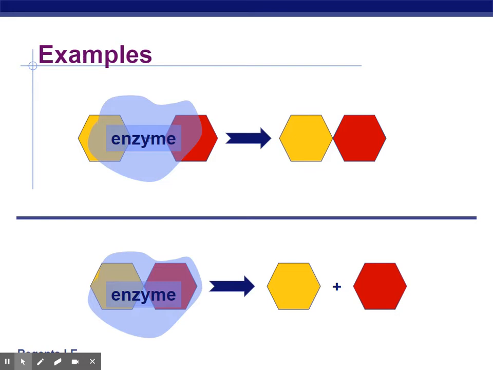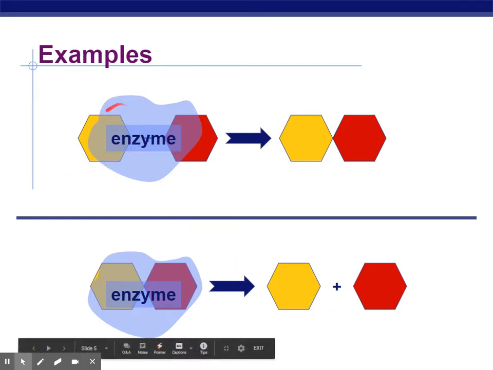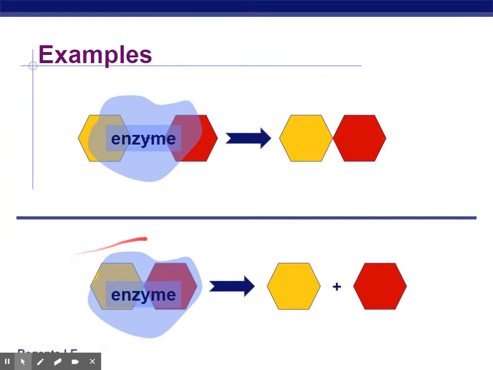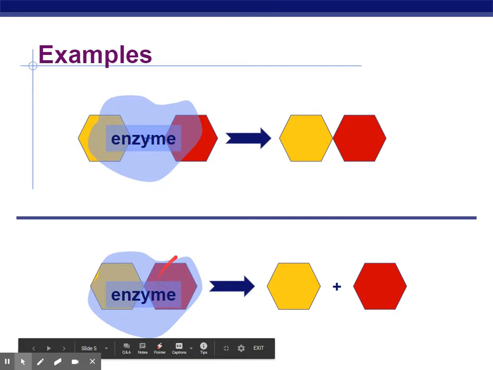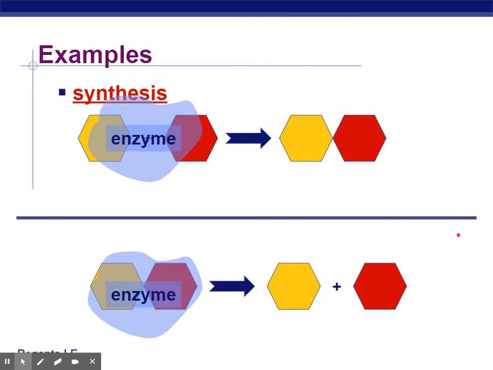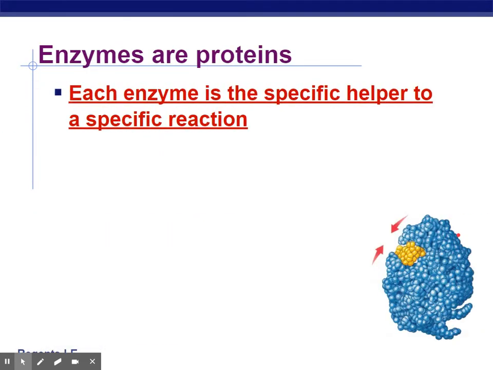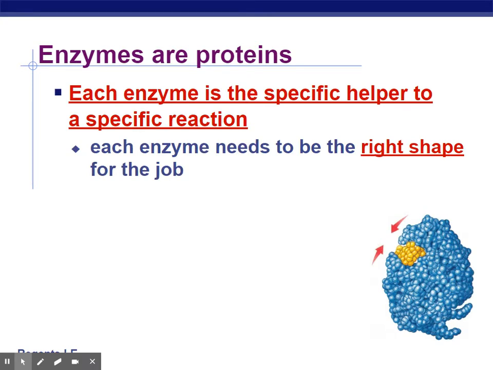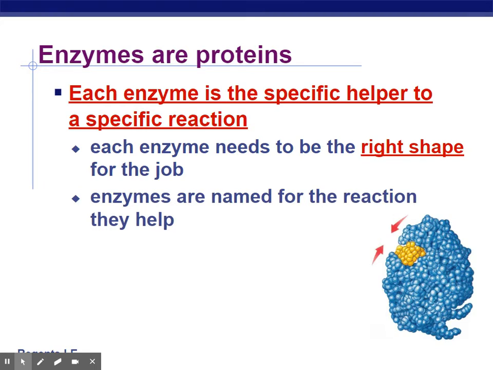So here's some examples again. The first picture is showing you an enzyme helping these two molecules join together. This is synthesis. And this is showing an enzyme helping to break these molecules apart in digestion. Each enzyme is a specific helper to a specific reaction. Each enzyme has to have the right shape for their job. They have to be very specific. Enzymes are named usually for the reactions they help, which is good. So, for example, sucrase breaks down the sugar called sucrose.